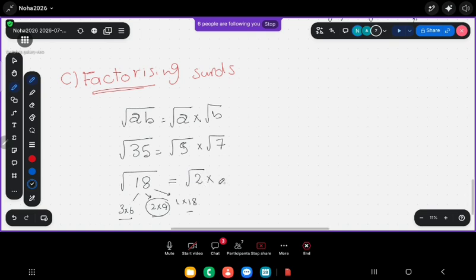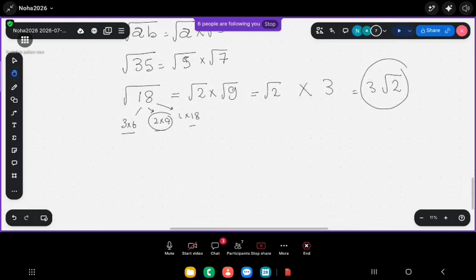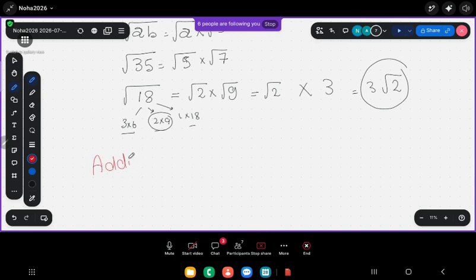Why? Because if you put root 2 multiplied by root 9, it's going to be what? It's going to be root 2 multiplied by 3, which is 3 root 2, and you finished your question. It's easy to choose which one you can choose. Okay, I hope you understand it. Next, we're going to take adding and subtracting.